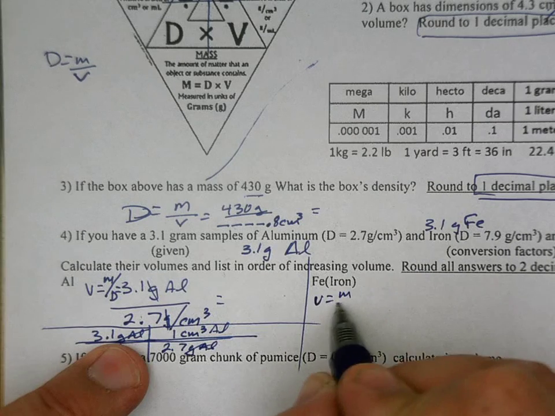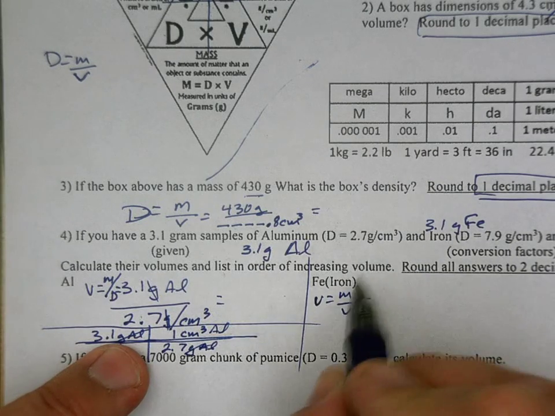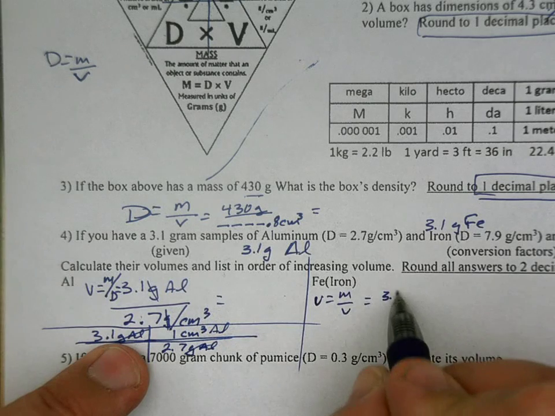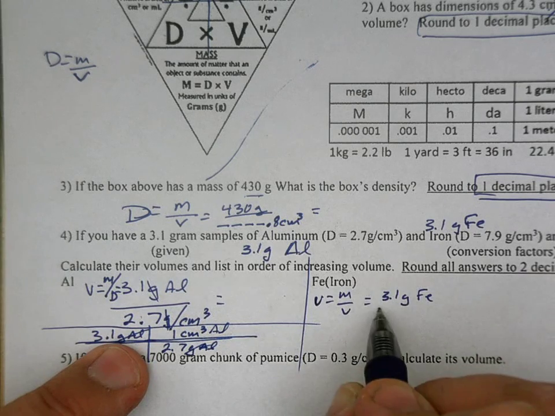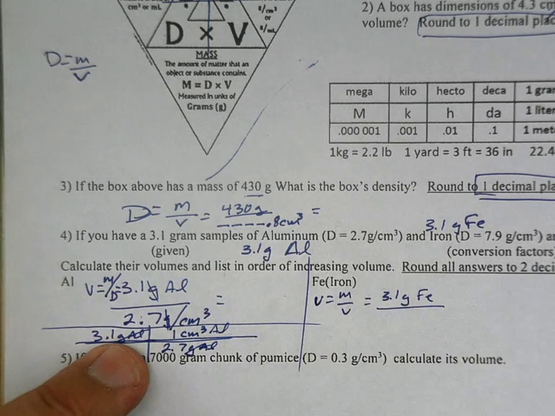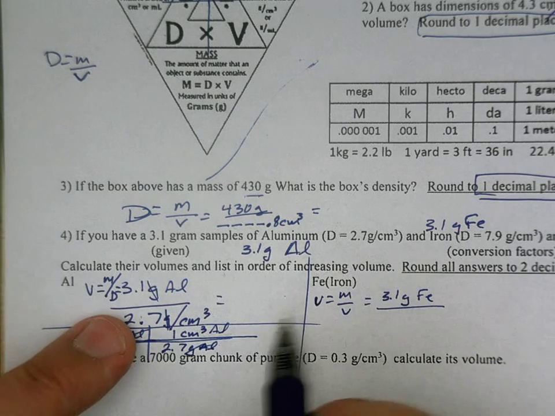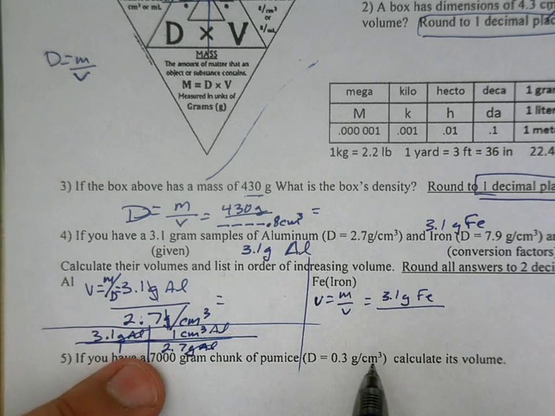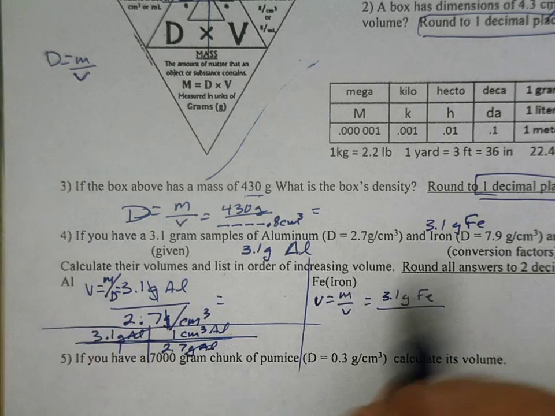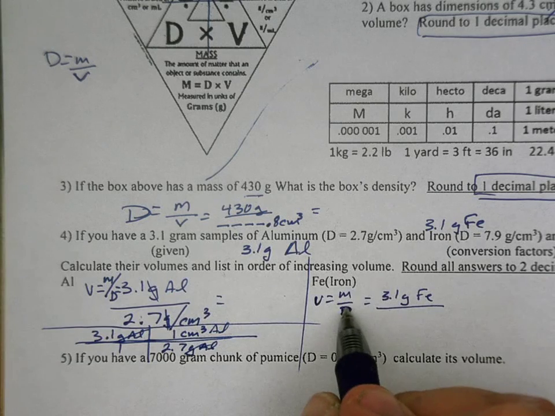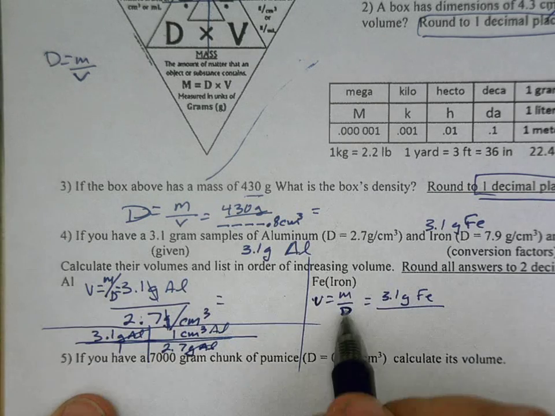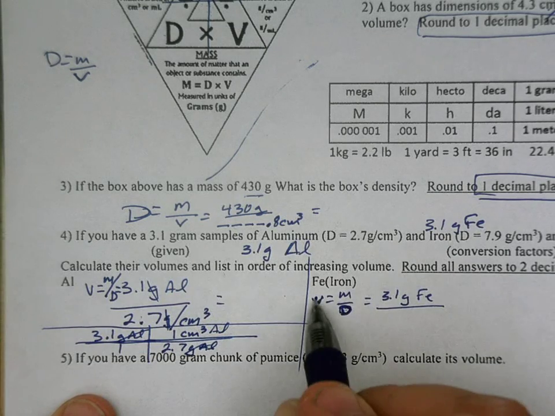Volume equals mass divided by density. The mass of the iron was 3.1 grams of Fe divided by the volume in this problem. I'm sorry, we're looking for the volume. This was supposed to be D down here, my mistake. Volume is mass divided by density. Corrected myself, glad I caught that.